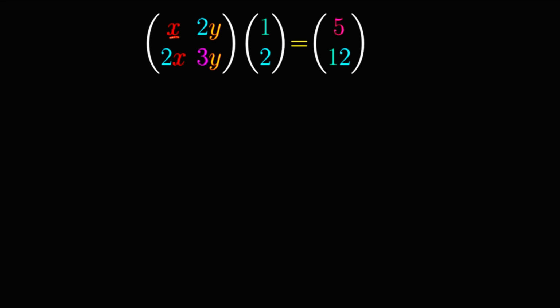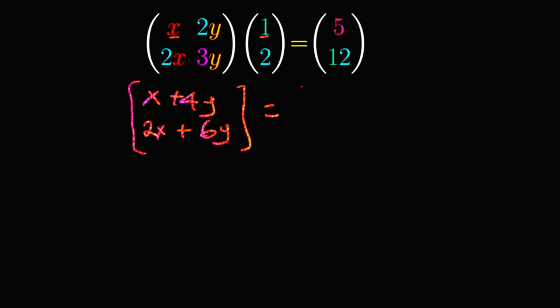So you have x times 1, which is just x, plus 2y times 2, which is 4y. Then again you have 2x times 1, which is just 2x, plus 3y times 2, which is 6y. So that is what you have for the product on the left-hand side, and that's equal to 5, 12.